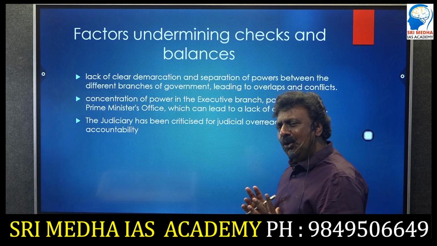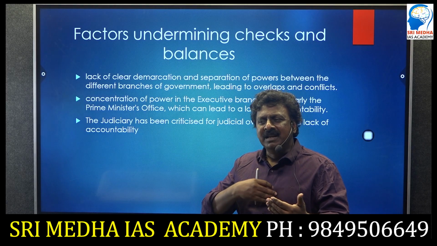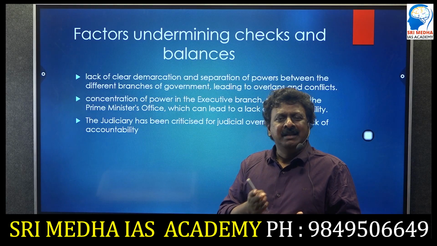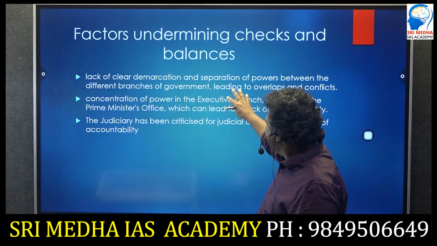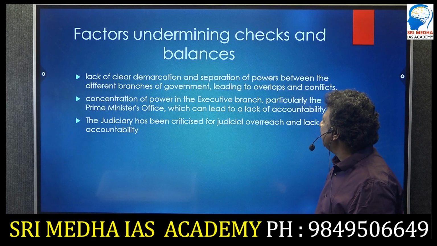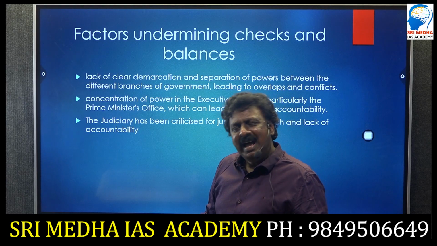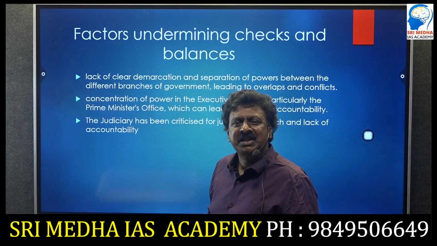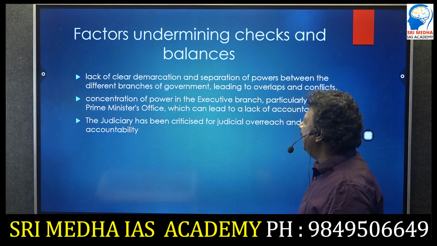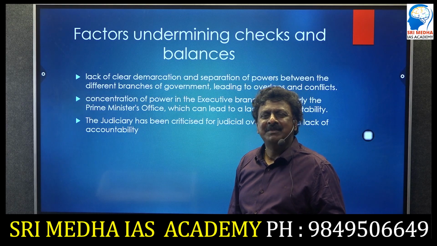And finally, though we have a scheme of checks and balances, there are certain factors operating in the Indian political system which are undermining the principle of checks and balances. The first one is lack of clear demarcation and separation of powers between the different branches of government, leading to overlaps and conflicts. Please remember, as I told you, that we have an overlap of membership between legislature and executive, as well as an overlap of powers between the different branches of government, which are sometimes leading to conflicts.